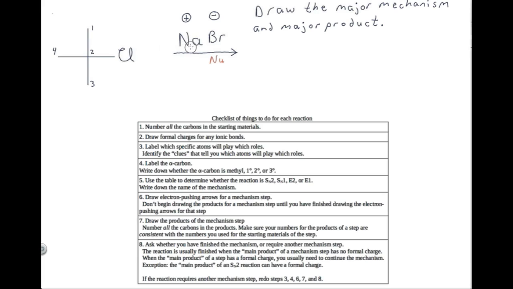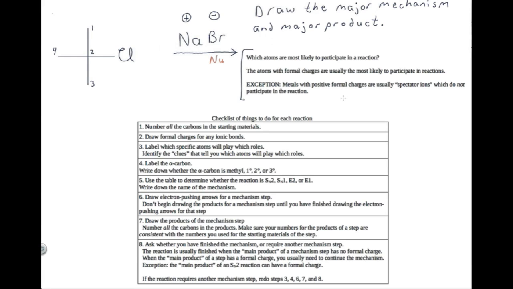Now, what about this positive sodium? You might think that the sodium is reactive because of its positive formal charge, but we learned otherwise in the SN2 series. In the SN2 series, we learned that atoms with formal charges are likely to participate in the reaction, like the Br-, but metals with positive charges are an exception. A metal like sodium with a positive formal charge is usually a spectator, which does not participate in the reaction. So we expect that this sodium will be an unreactive spectator ion.